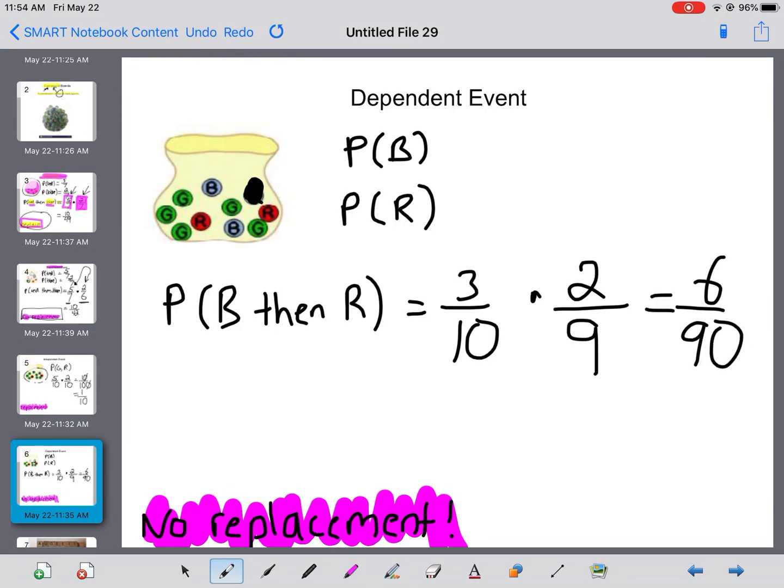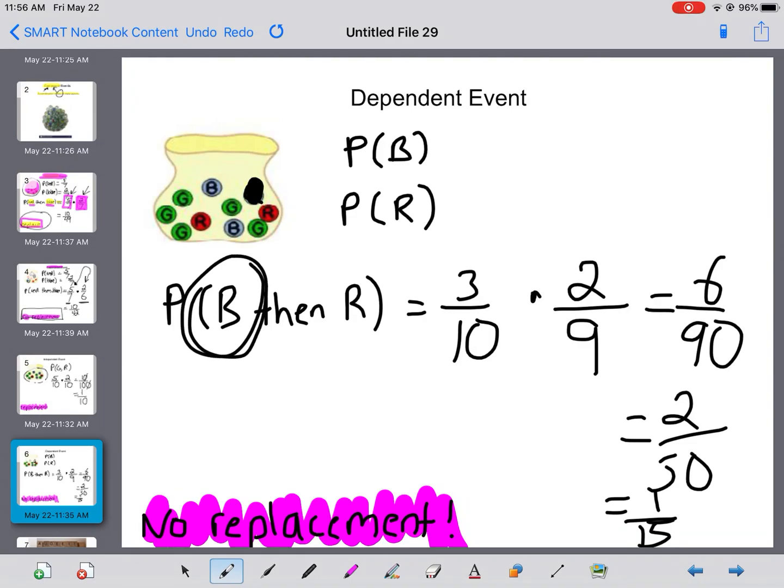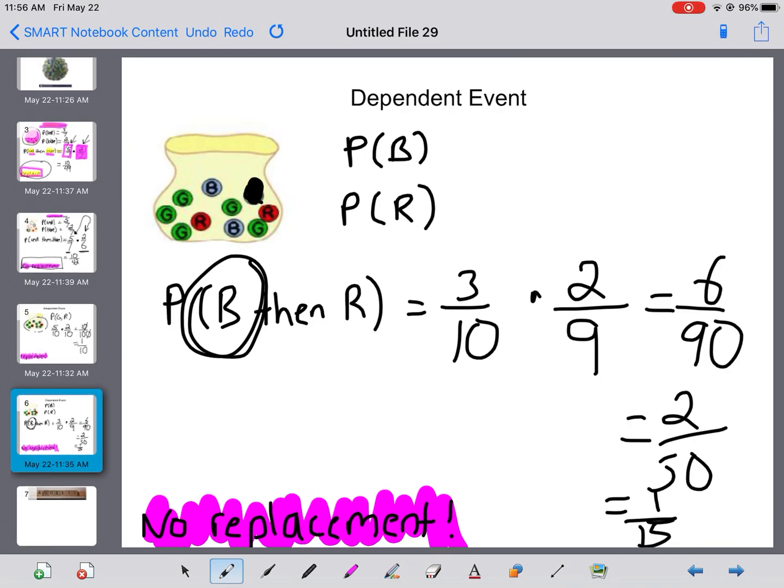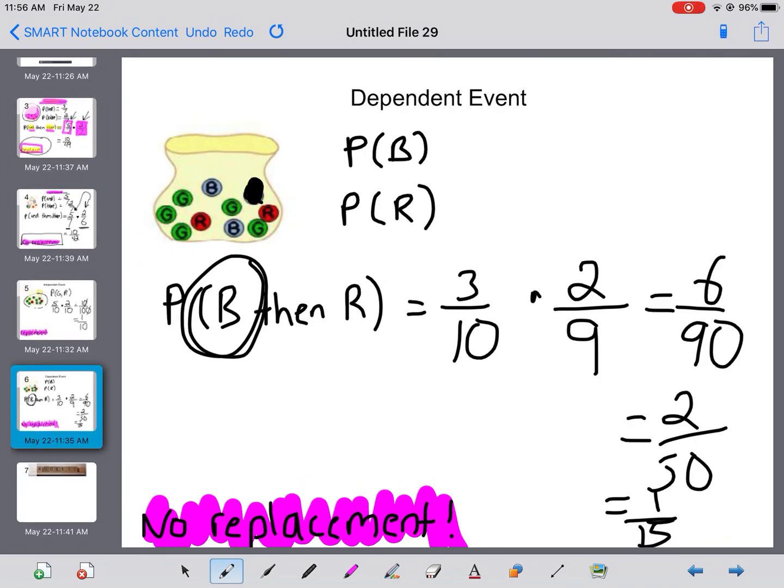out of 9. So I get 6 out of 90, which I should be able to simplify. I'm going to divide by 3, so I should get 2 out of 30. I would get 1 out of 15 if I did my simplifying properly. So these are dependent because what happened in the first one, where I took out a blue and I didn't put it back, changed what was left in my marble bag.